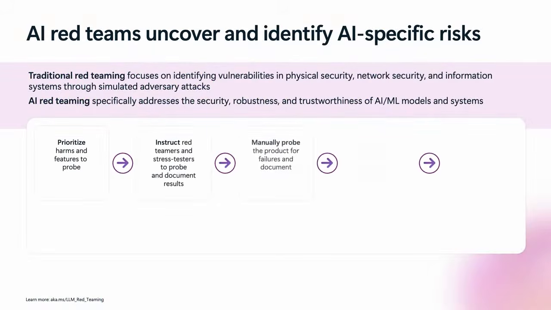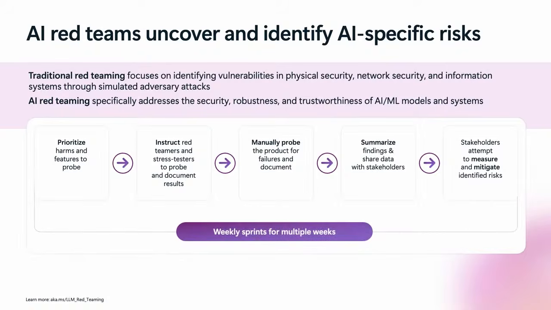Traditional red teaming usually looks for weaknesses in physical security, networks, or information systems. AI red teaming still cares about security, but it also asks harder questions. Can the model be manipulated? Can the agent be pushed outside its purpose? And can the system produce unsafe or untrustworthy outcomes?